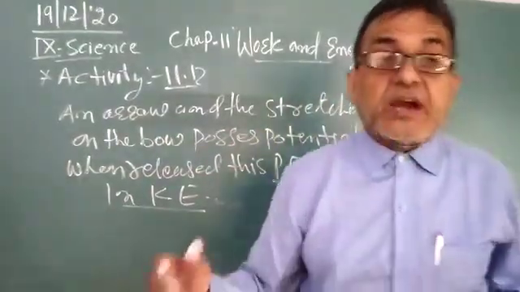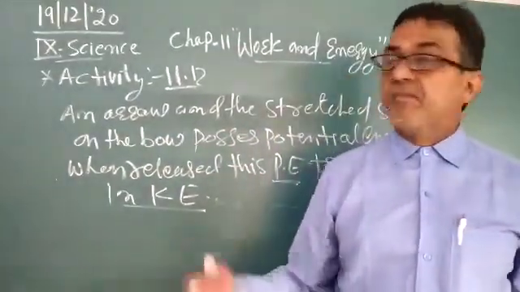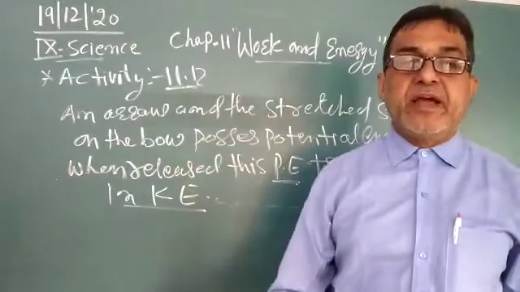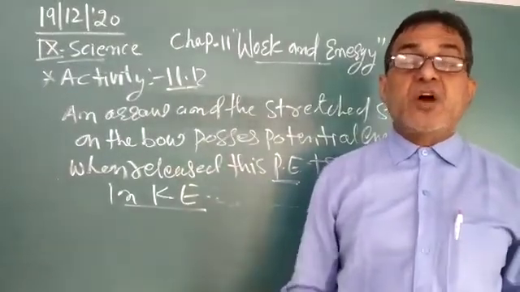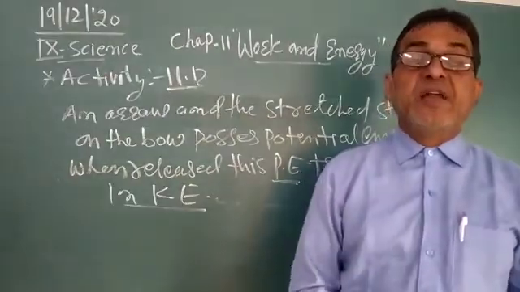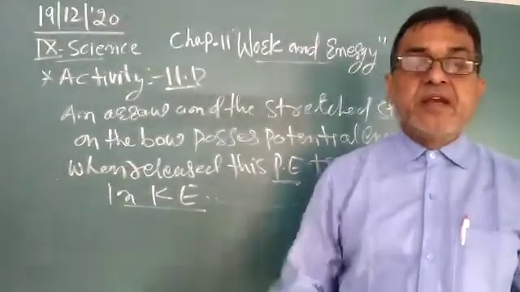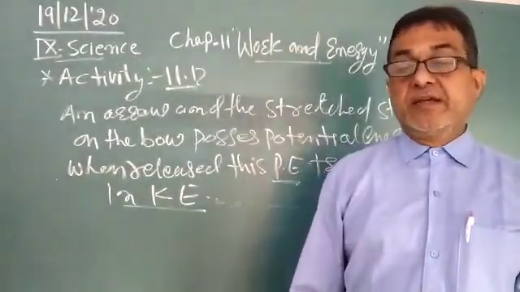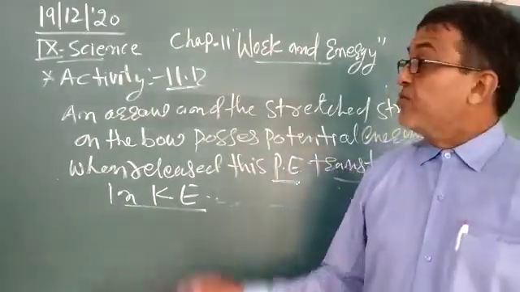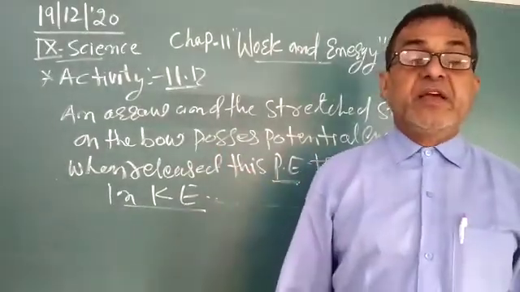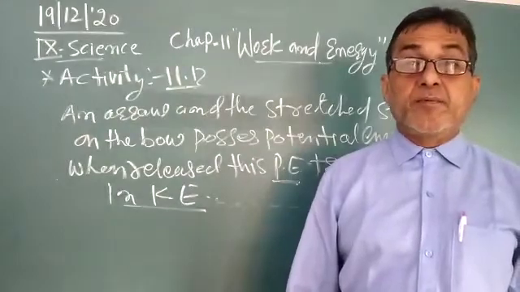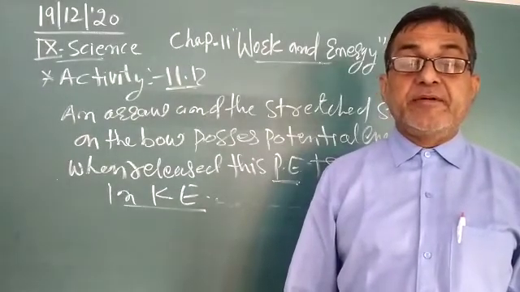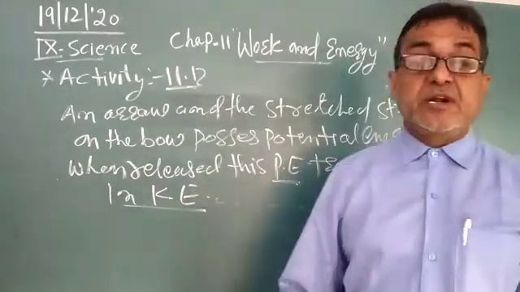So all these activities, activity number 11.9, 10, 11, 12, show that an object has potential energy that depends on height, mass and gravity. So today you write these three activities, activity number 11.10, 11 and 12, and give answers in your classwork.